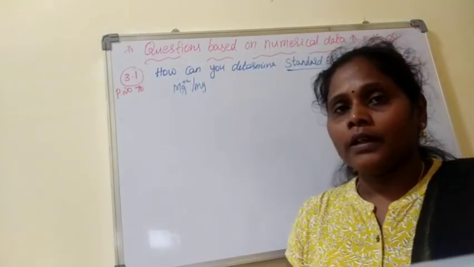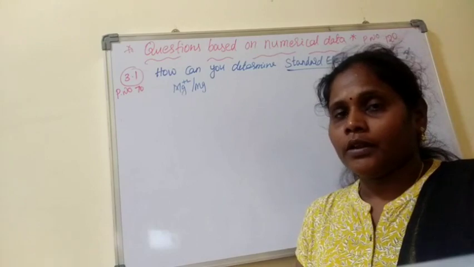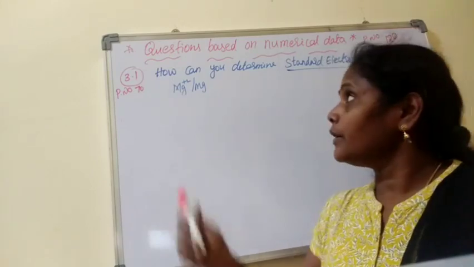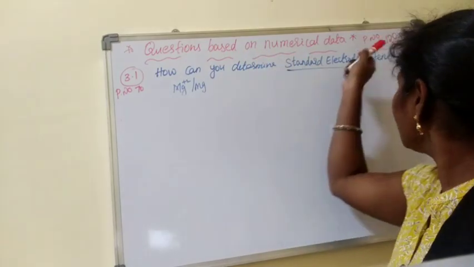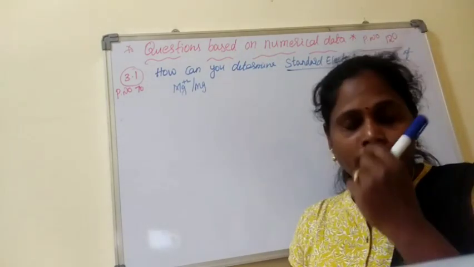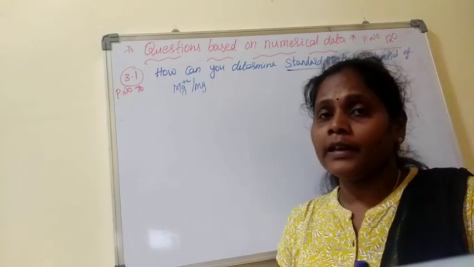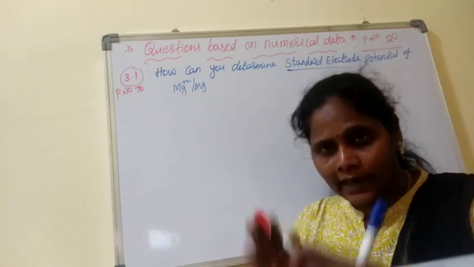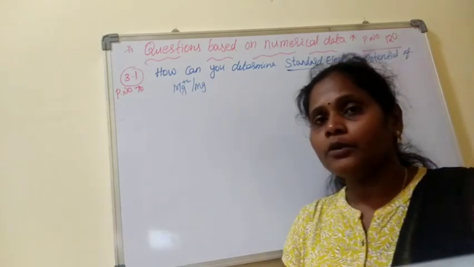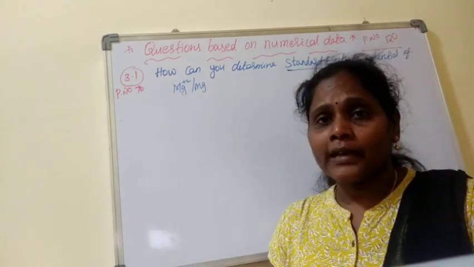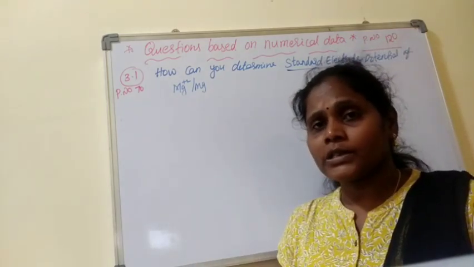Now, I would like to discuss the numerical data questions given in your textbook. Here are the questions based on numerical data on page number 120. On page 120, some 10 to 15 questions are given regarding the electrochemistry chapter. But till now, what I have discussed is only numerical problems, and along with that, you also have numerical questions in the in-text questions.